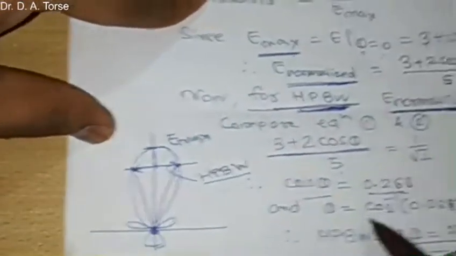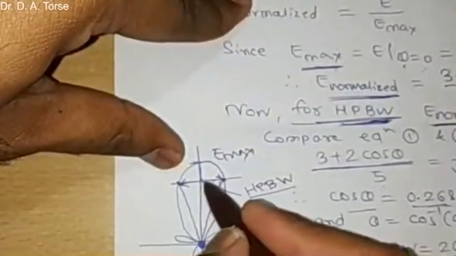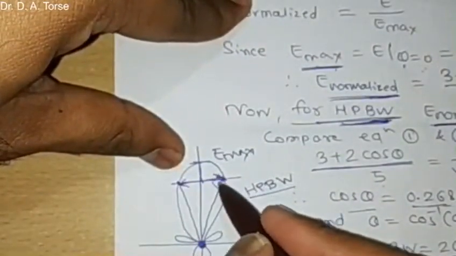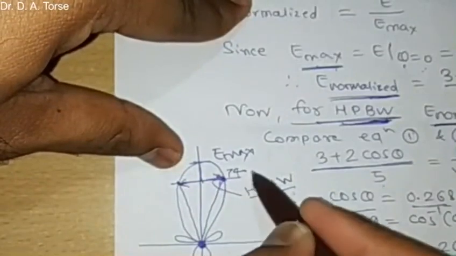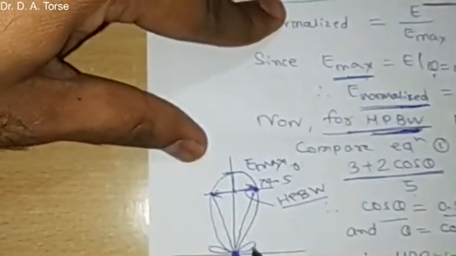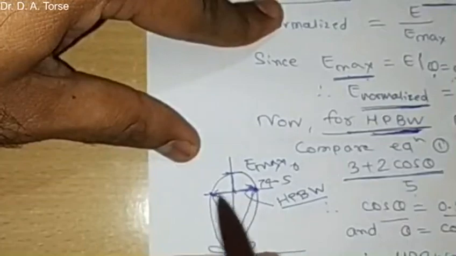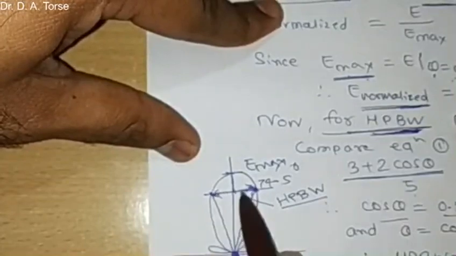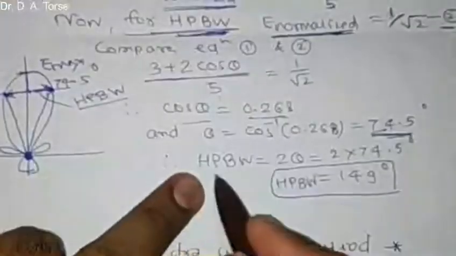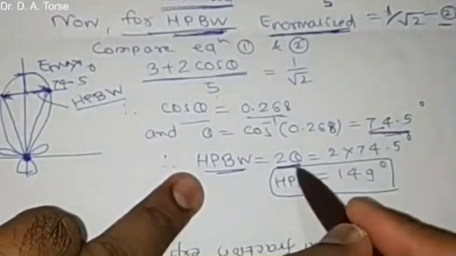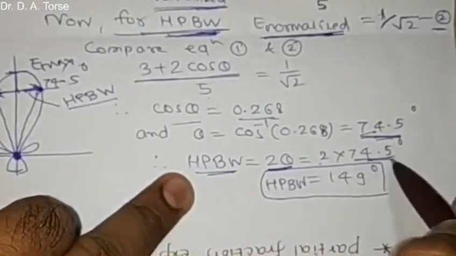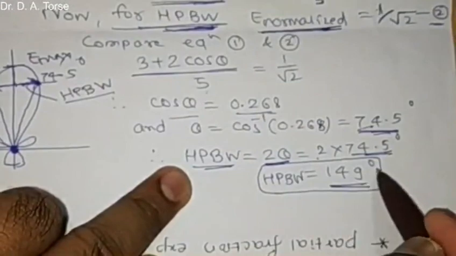Now the angle that we have computed here, 74.5, is only on one side of this radiation pattern. So this is 74.5 degrees, and if we need HPBW, we need to take twice of this value. So the HPBW is nothing but 2 theta, 2 into 74.5, which comes as 149 degrees.